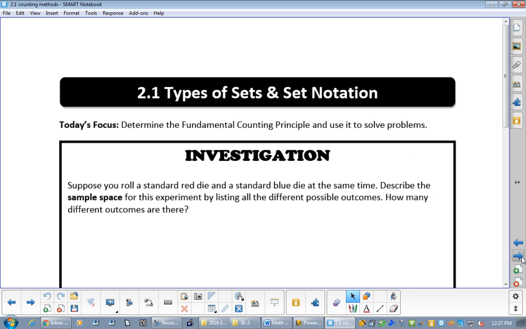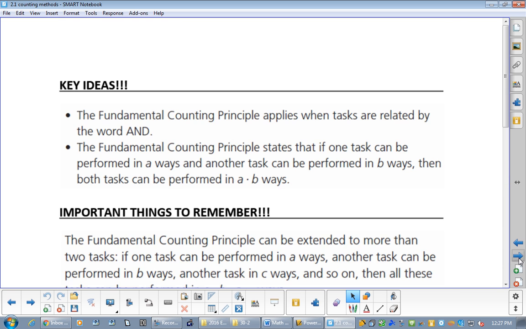So first of all, we're not going to really talk about the investigation right now. I want to move on. Today we're going to talk about what's called the fundamental counting principle. It applies to tasks that are related to the word and, not or. You cannot use it for or. You can use it for and.